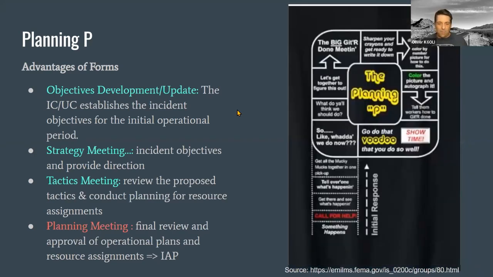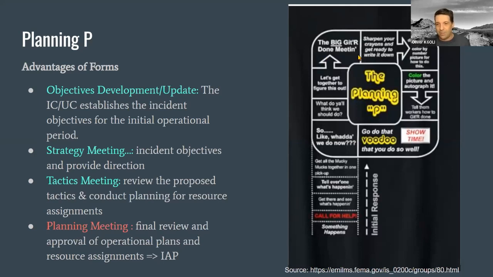Of course, this is a lot of FEMA speak. I'm showing you here a shirt that you can get on Amazon in this case, right? So essentially, this is what it means. Something happens, call for help, get there and see what's happening. Tell everyone what's happening. Get all the muckety mucks together in one pickup. So like, what do we do now? What do you all think we should do? Let's get together and figure this out. The big get her done meeting.